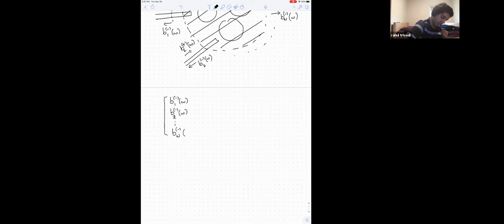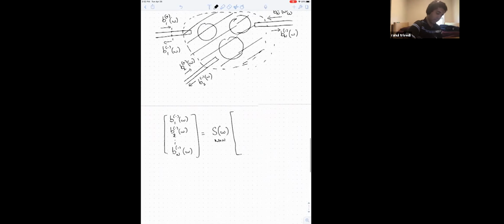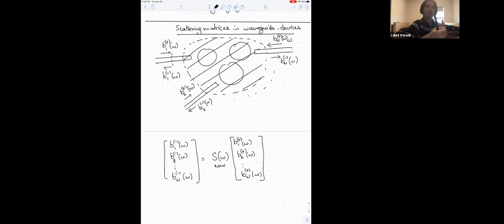I think we're out of time, so I'll just write this down and then we can stop for today. This will be an N by N matrix, which relates the fields that are going away from the device with the fields that are coming into the device. In general, you can calculate the scattering matrix through electromagnetic simulations. You could send in one waveguide mode at a time and calculate how much field is coming out in all the other waveguide modes. And this will give you access to each column of the scattering matrix. So the scattering matrix is something that you can compute by solving Maxwell's equations numerically, for instance.